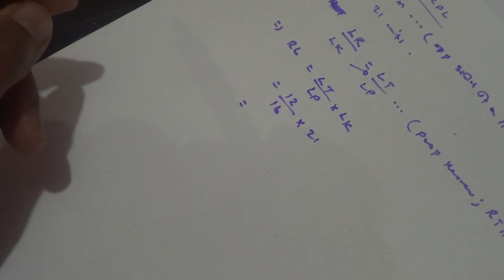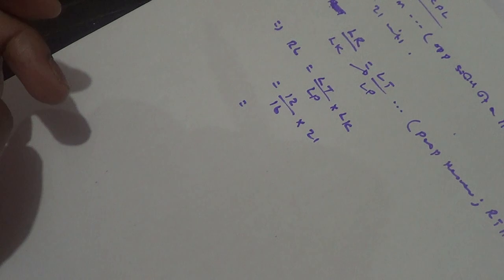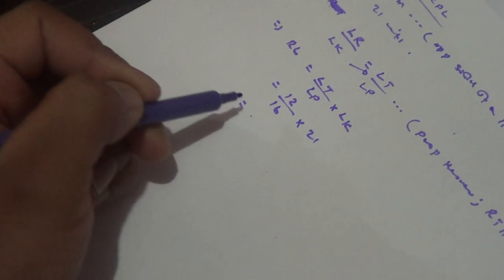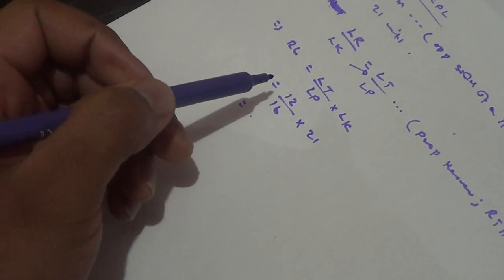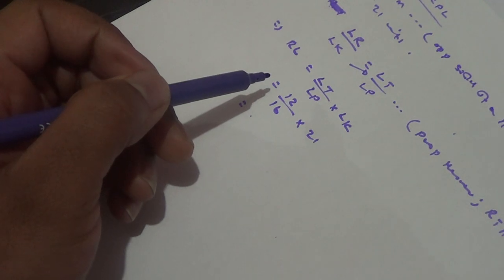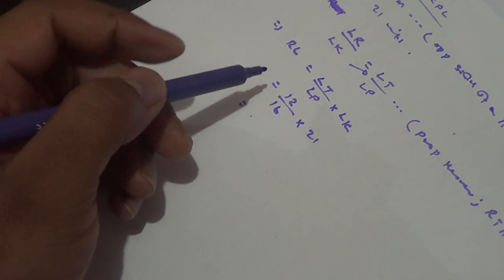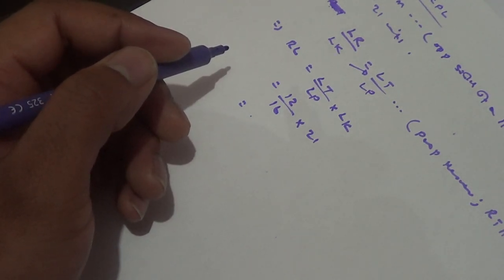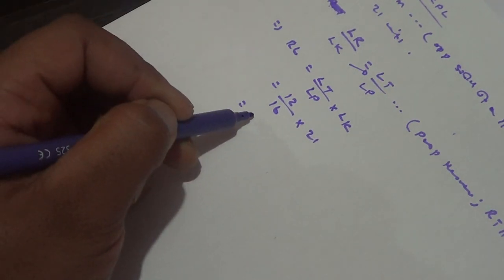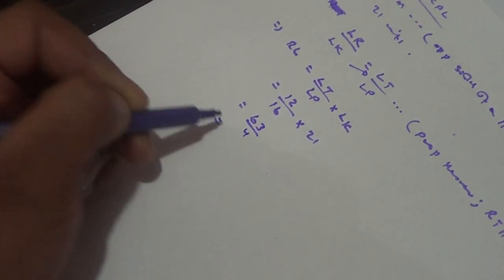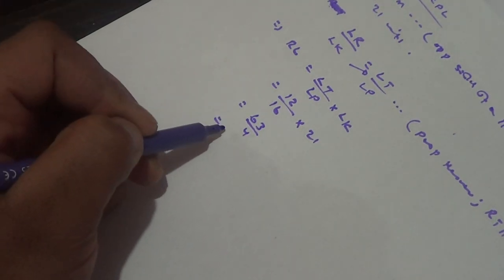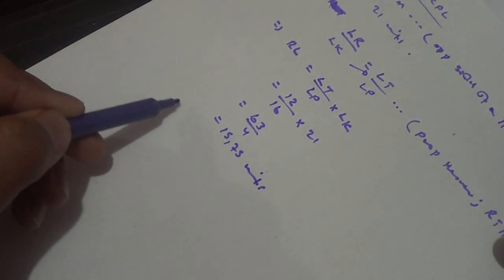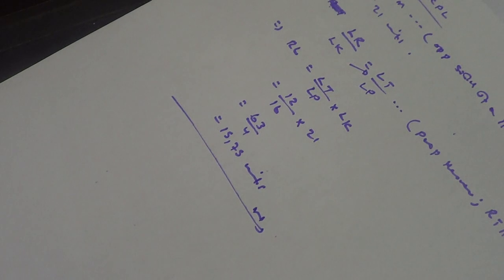So 12 times 21 divided by 16. So this is 3, 3. That can't be true, man. 12 times 21. Yeah, it's 252. I was expecting something like this. I was wondering what is going on here. So I'm getting 63 over 4, which to two decimal places is 15.75 units, because we didn't know what these units were anyway.